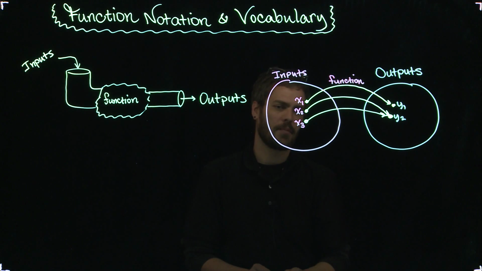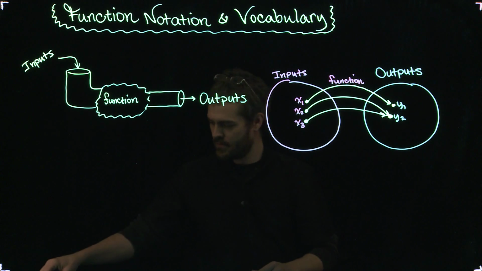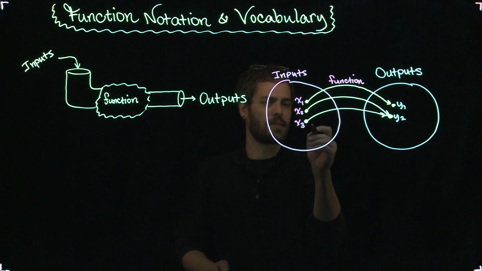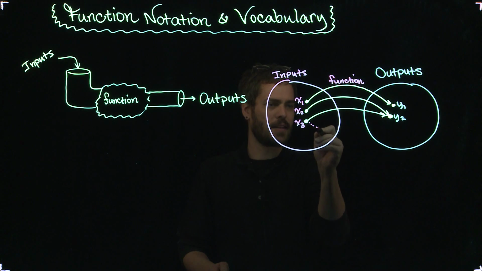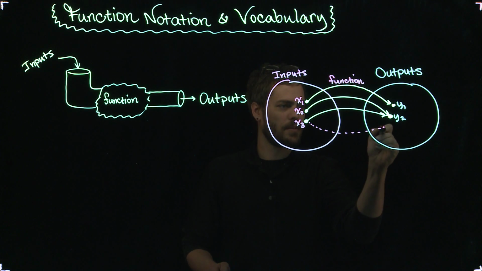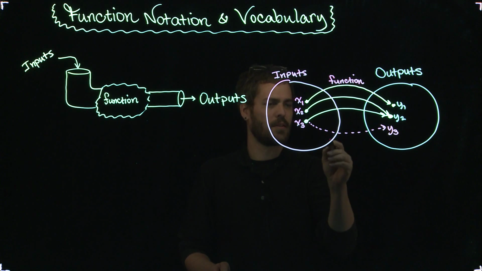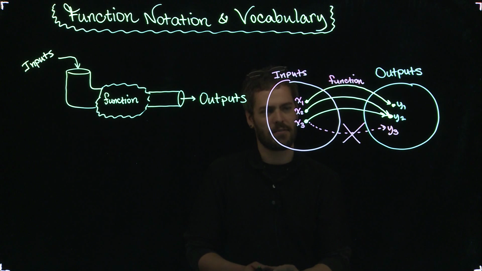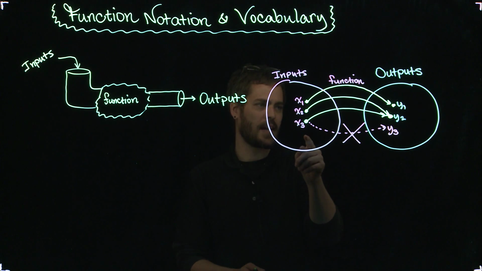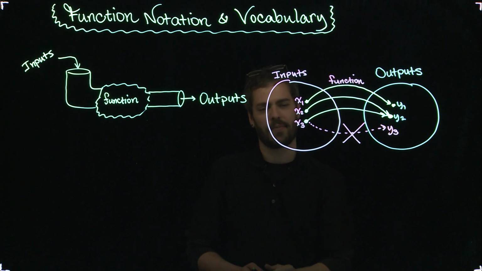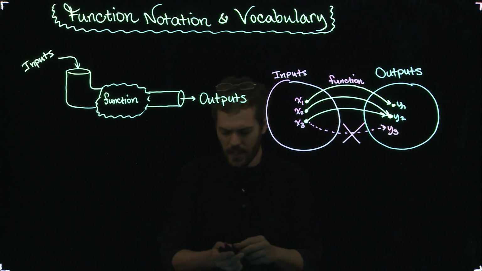And that's okay, but what's not okay is to get two different outputs. What's not okay is to do something like this, say that this gives me a different output for the same input. Can't do that. That does not define a function. So for every input, there is exactly one output. That's how we can define a function.